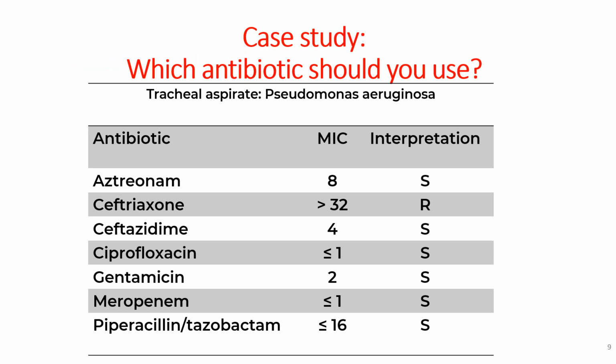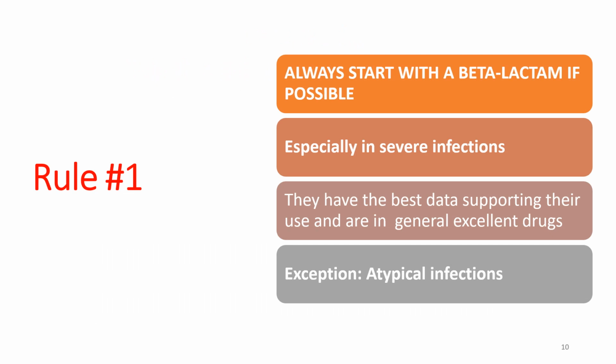So take another example. If it is secretions where Pseudomonas aeruginosa had been isolated, and we see many different antibiotics are sensitive, in such a case it becomes difficult to select the antibiotic for the treatment. Application of a few rules can help. There are rule numbers 1, 2, 3, and 4 that I will be sharing here. Rule number 1 states that always start with a beta-lactam antibiotic. For any therapy, always start with a beta-lactam because it is active, especially in severe infection. They have the best data for their activity, except in case of atypical infections.